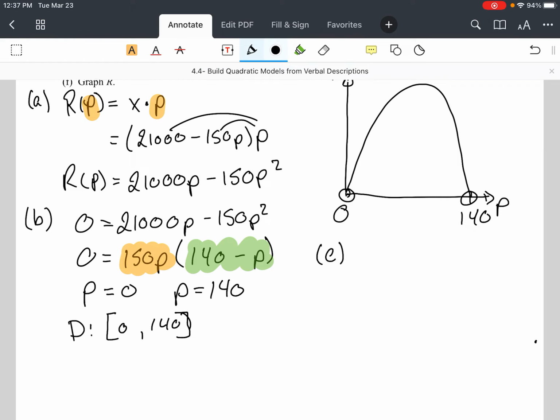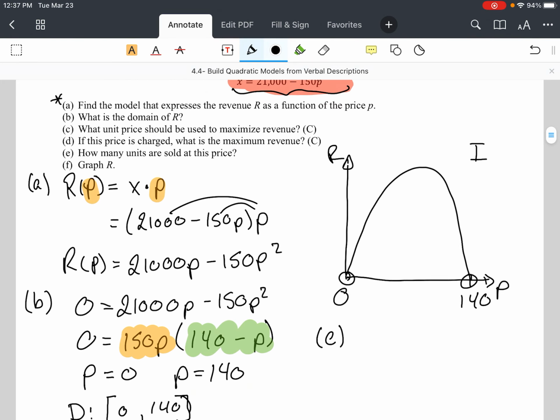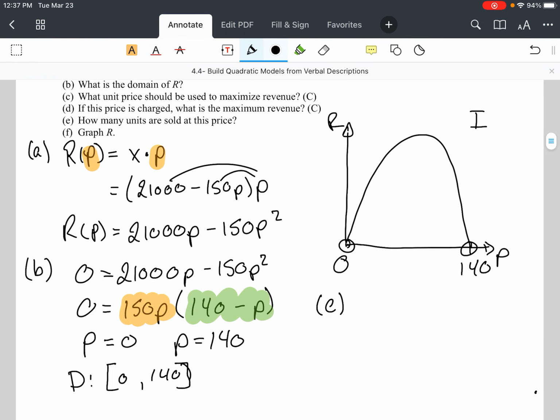All right. Part C is asking what the unit price should be that maximizes the revenue. So remember, anytime we're looking at maximums or minimums, we're looking for the vertex. So we're going to solve for h and k. In this case, our h is actually going to be the price that we set, and the k is going to be the revenue that we come up with. So when we're solving for h, we're actually solving for p. So h is equal to p, which is equal to, remember, negative b over 2a.